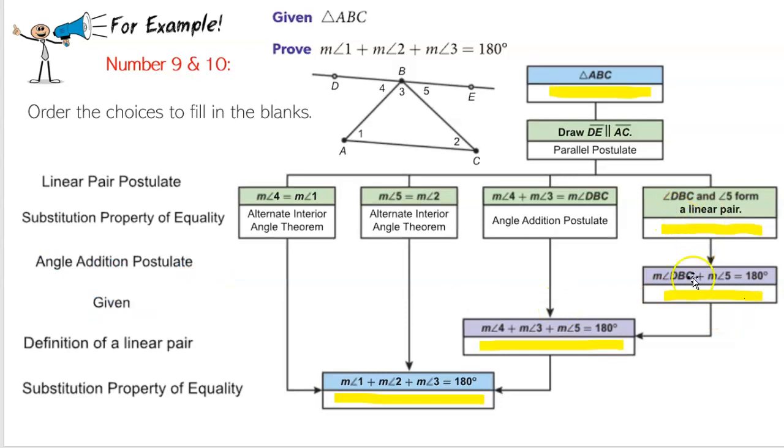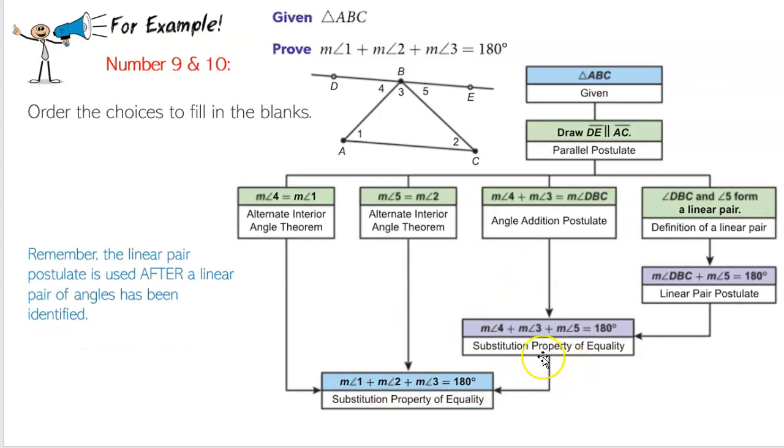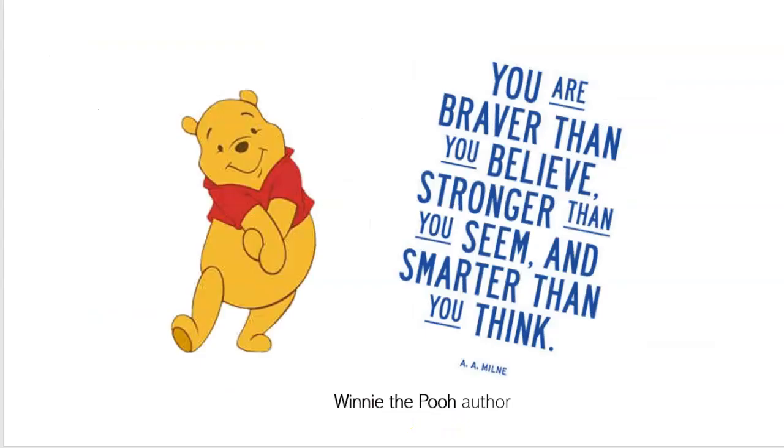So going from here to here, we have two angles added together equal D to B to C. We're adding angle 4 plus angle 3. And then we can substitute, saying measure of angle 4 plus 3 plus 5 is 180, and then again another substitution here. That is the end of this.